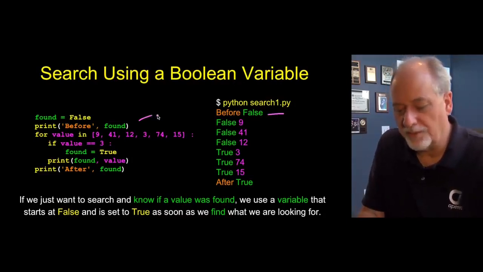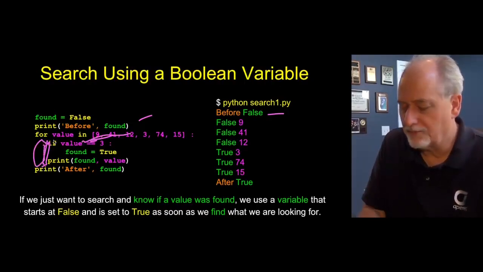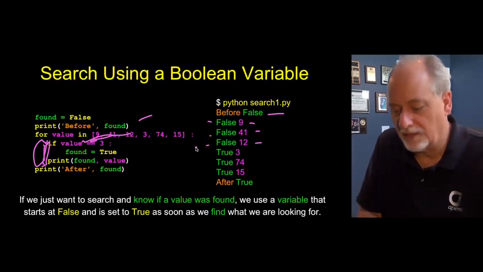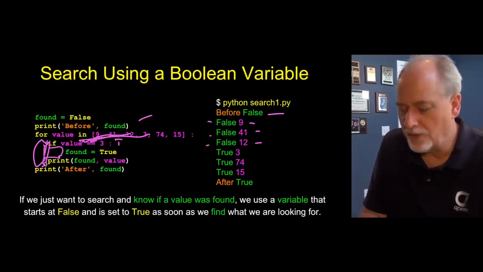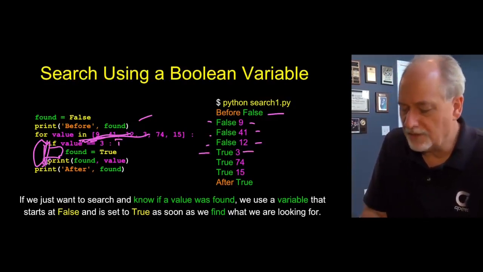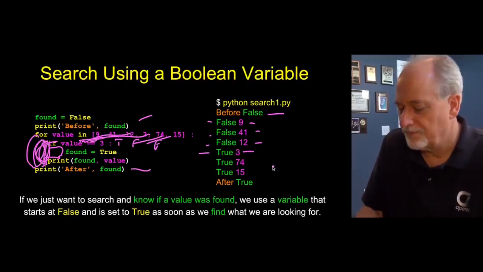And now we're going to run this loop a bunch of times. 9, is that true? No, skip. 41, is that true? Skip. 12, skip. Right? So 9, 41, 12. And found has remained false because we haven't done anything to it. But now in comes a 3. And this becomes true. So it runs this code. So found becomes true. And then we print it. And you'll notice that when we see a 3, we get true. And then it runs again. We get 74. It's still false. 15. It's still false. Run, quit. And the residual afterwards is true.